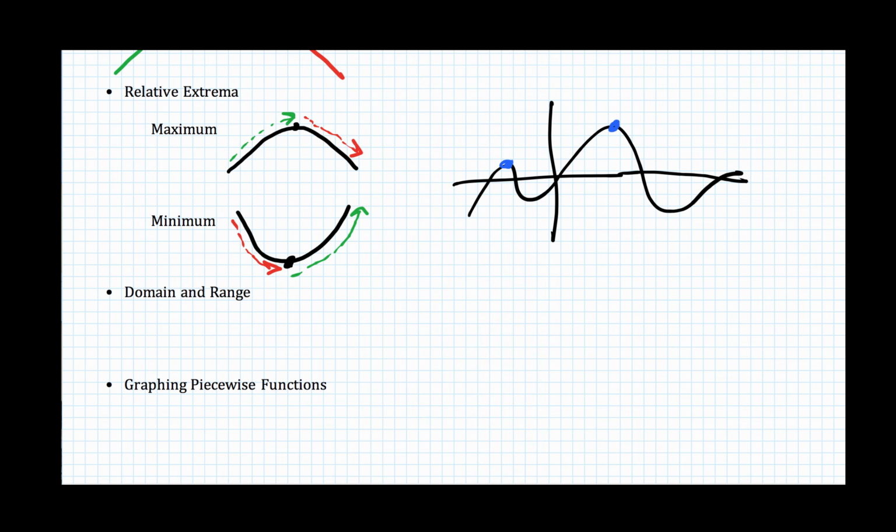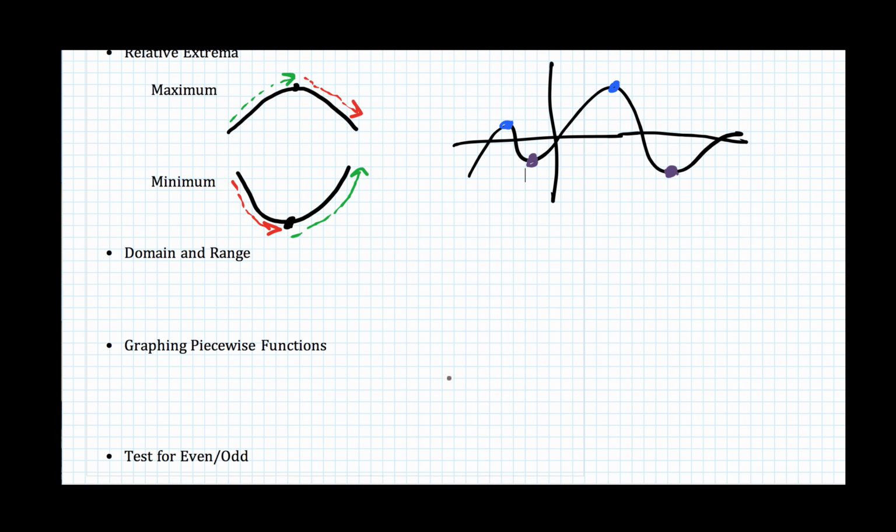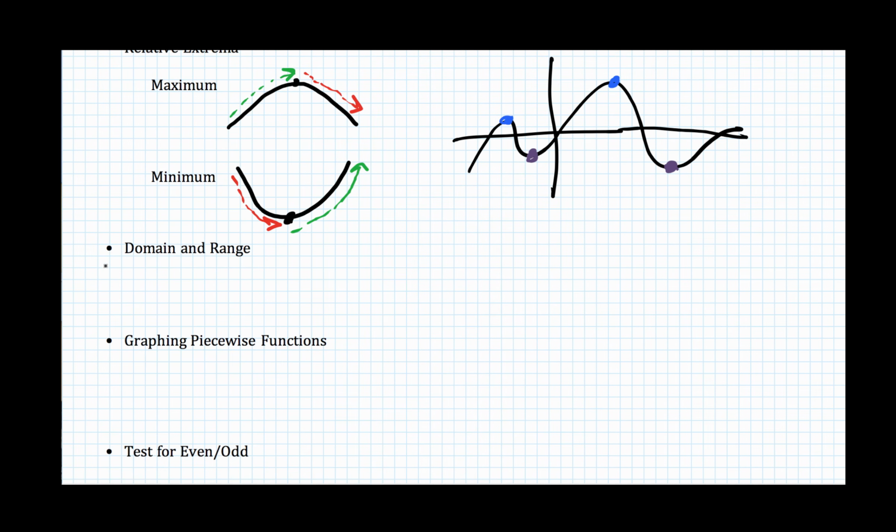I have a couple of relative minimums down here, and you should be able to identify where those points are on your graphing calculator. Domain and range, remember the key is that the domain values are all of the x values, and you read domain from left to right. That is the most important thing. You read domain from left to right as you go from left to right reading your graph.